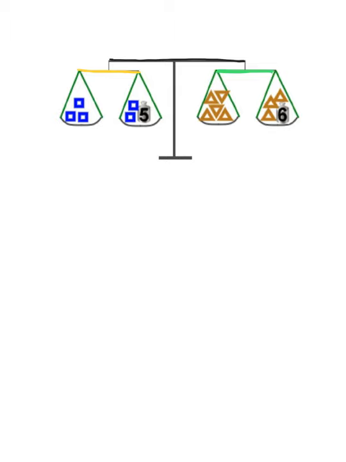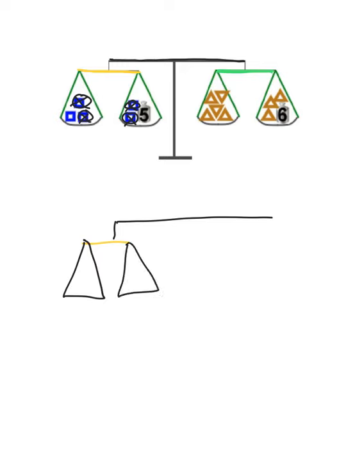I'm going to start with the yellow balanced part. When I look, I can see that both my left and my right side have at least two squares. They both have two squares. That means I can remove two squares from each side. Removing two squares from each side leaves me with one blue square on the left and a value of 5 on the right. That means that one blue square is equal to 5.